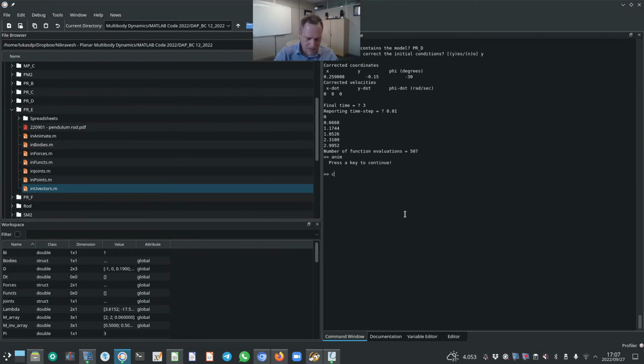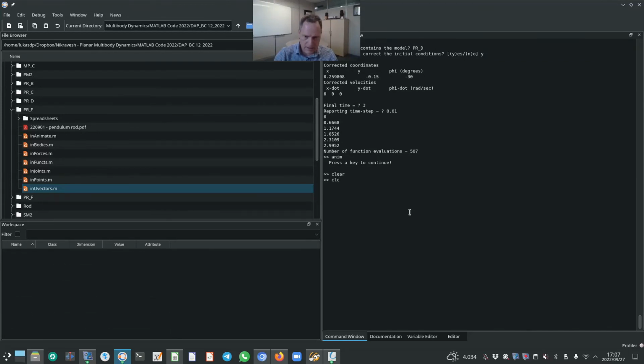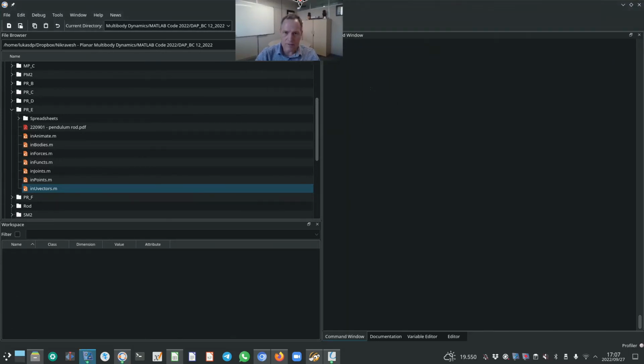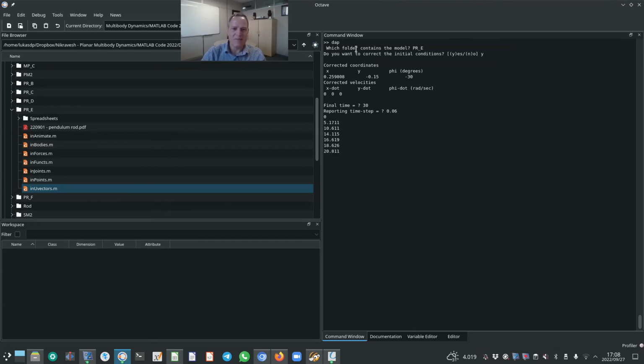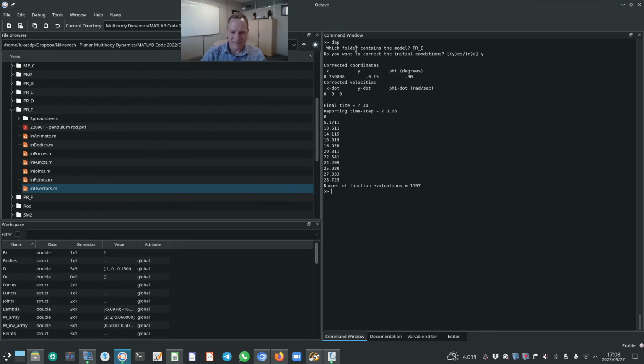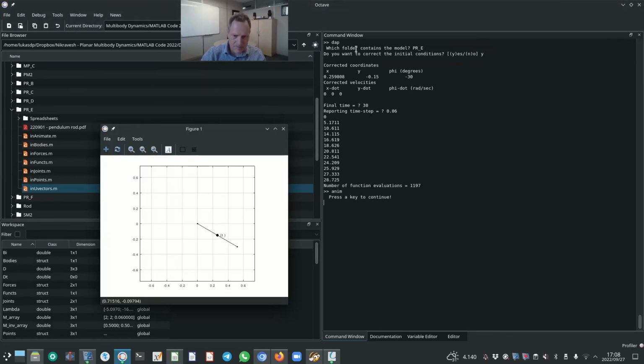Okay, we go to the command window, we clear the variables, we clear the command window itself, and we enter DAP. Our folder is pendulum rod E. Do you want to correct? Yes. I'm going to go for a 30-second final time, 0.06. Okay, let's see what happens.